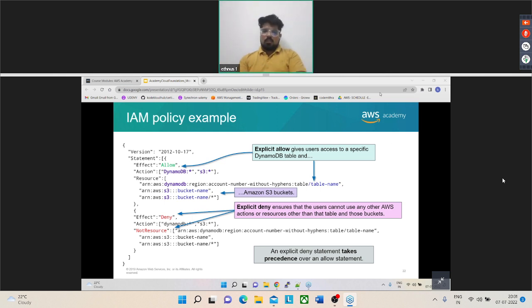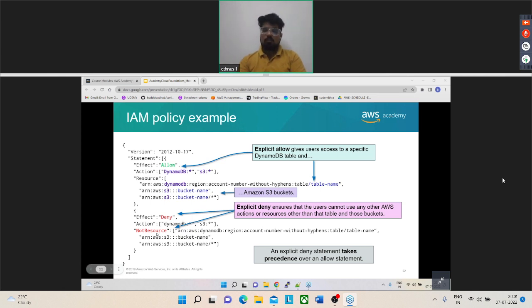Okay. So let's understand this deny. Then we are going to go for a break. It is telling that explicitly deny ensures that the user cannot use any other AWS action or resources other than the table and the bucket. So under this, they have defined one deny where the action is the same, DynamoDB and S3.